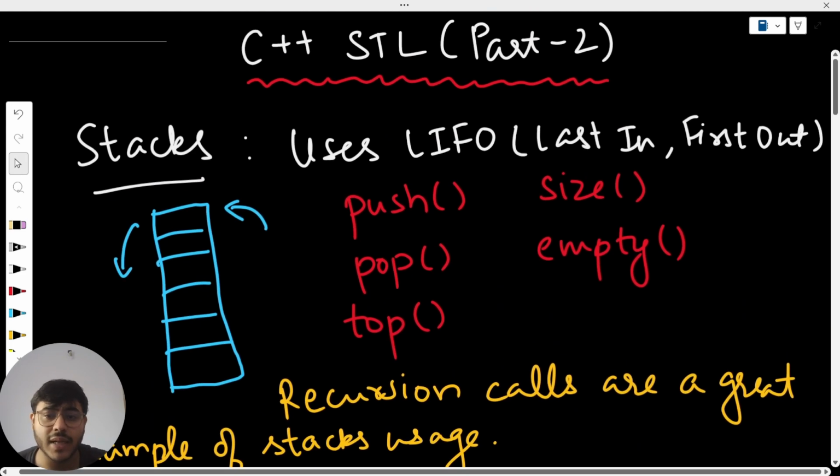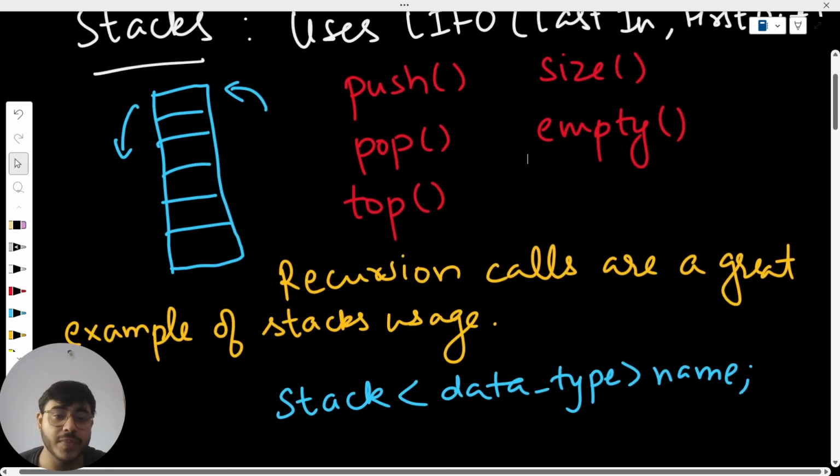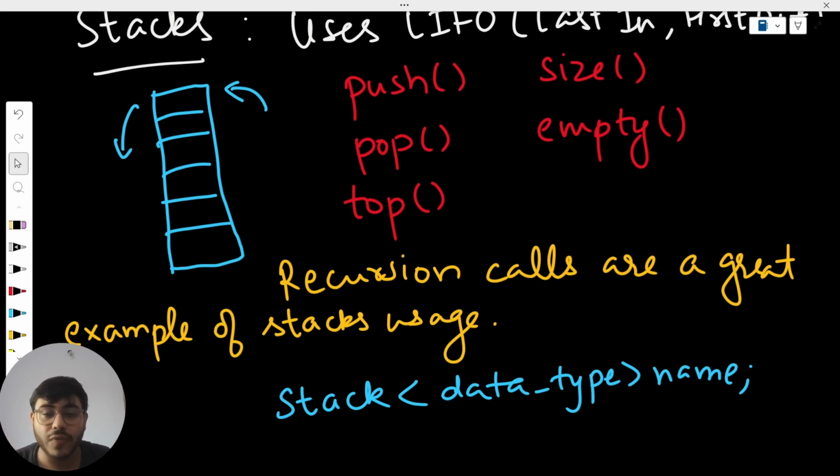The implementation we'll be seeing afterwards, when we cover all the data structures. A very brief example of stacks would be recursion calls, which are a great example of stacks usage. If you have heard about recursion, then you might know how recursion works. Recursion is basically a stack of function calls. A function calls itself with some changed parameters, and that is how function calls are stacked up one above another.